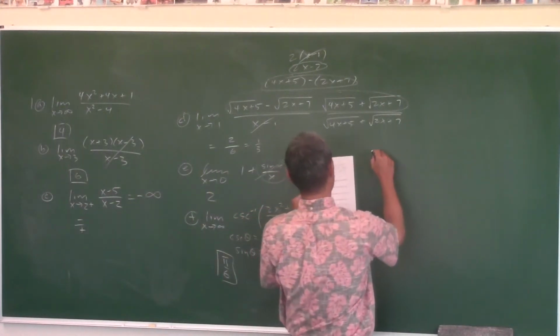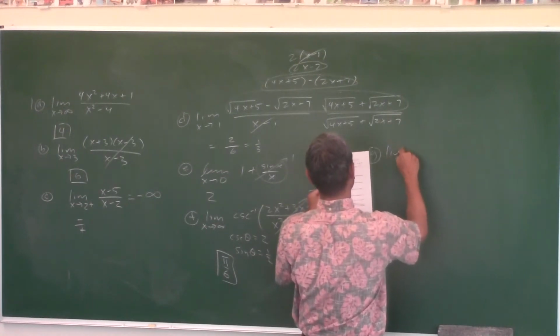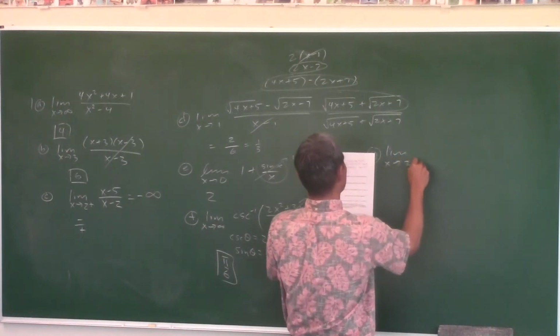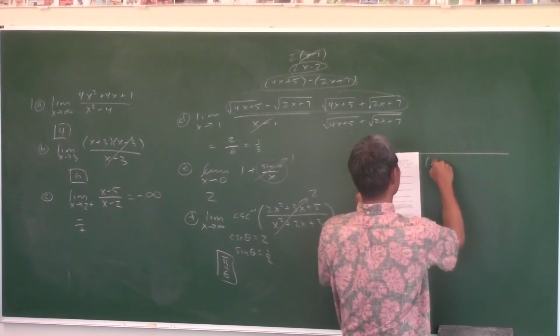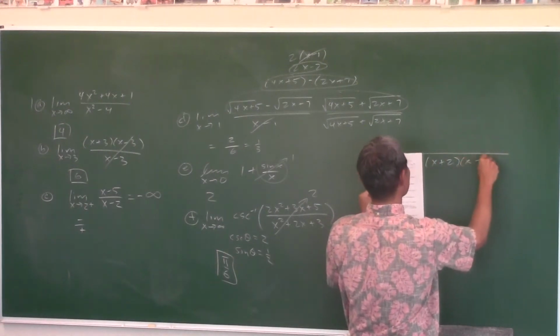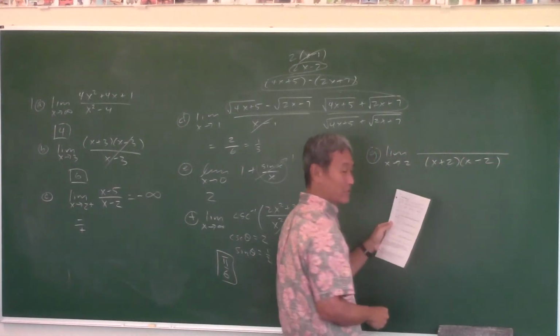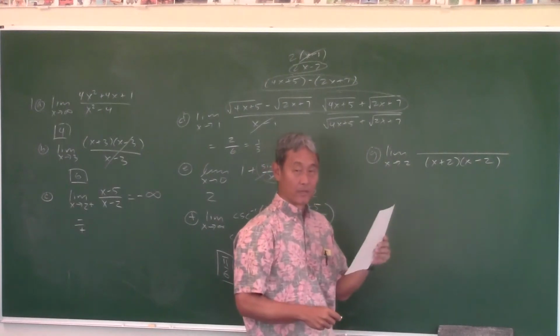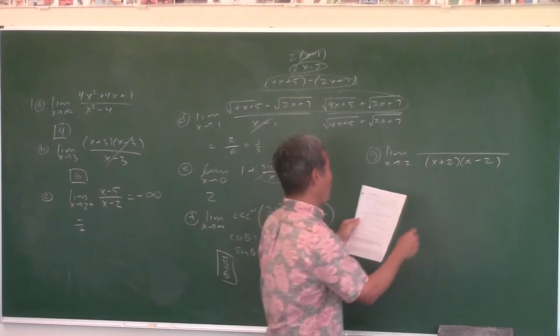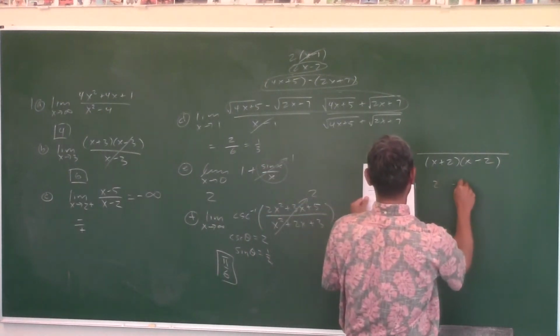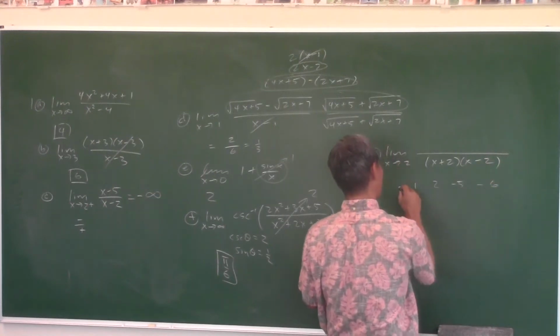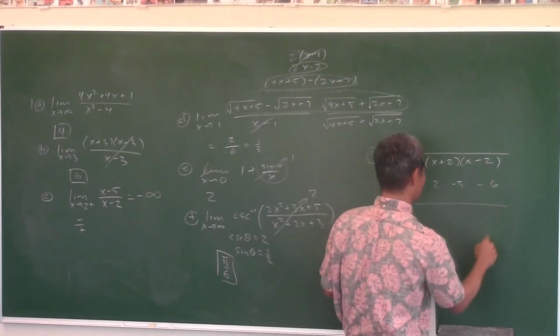Okay, G. If I plug in 2, you get 0 over 0. So we need to factor and simplify. The bottom is easy, but the top, did you guys do synthetic division? I'm doing it right now. 1, 2, negative 5, negative 6, and you can probably guess 2 is going to work, right?